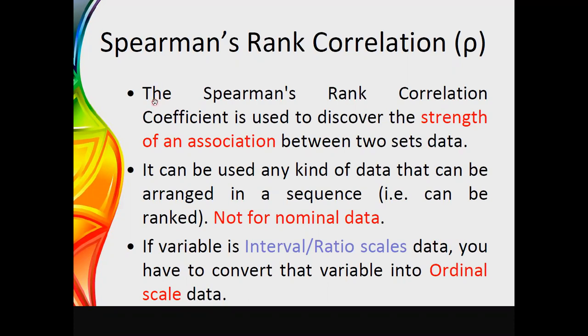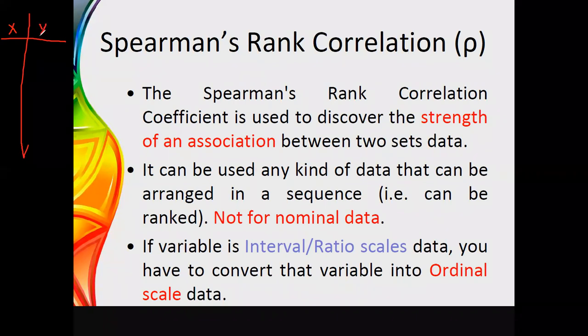Here you can see the Spearman's rank correlation coefficient is used to discover the strength of an association between two sets of data. It is quite like if you are having one set of data which is named by the variable x and another set of data which is named by the variable y. If you need to identify the association, the second method that we can use is the Spearman rank correlation, and we can use this for ordinal data. You cannot apply this method for nominal data.